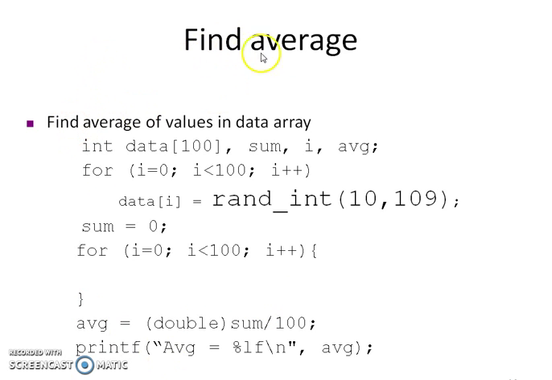Similarly, we can find the average of the values in the data array, which has data of I, rand int 10, 100, and we sum the whole data over here. Average is sum divided by 100. So, in the given array, how many elements are greater than this average? How can we find it out?